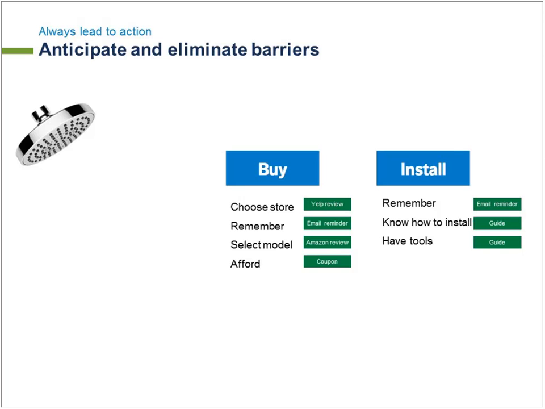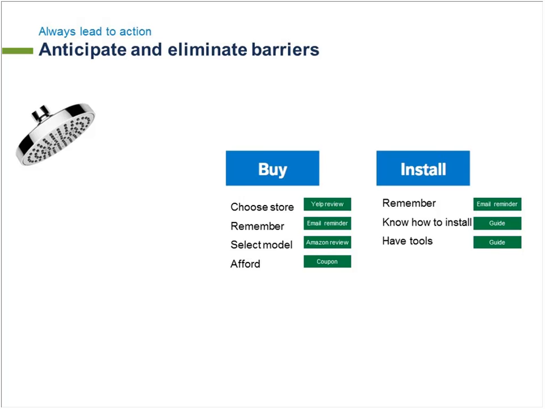On our end, it's our responsibility to try and address all of those drop-off points proactively. There are things that we can do. We can use reviews to help people choose stores or specific models. We can use reminders to help people remember to do things, give them coupons to help them afford it, and make sure that they have the correct guides on how to do something.